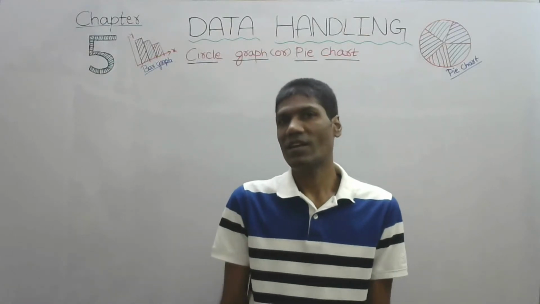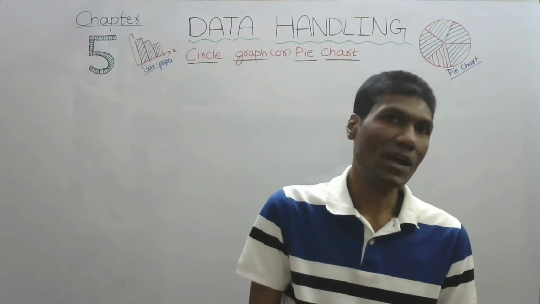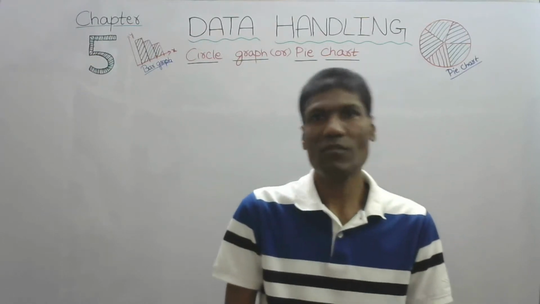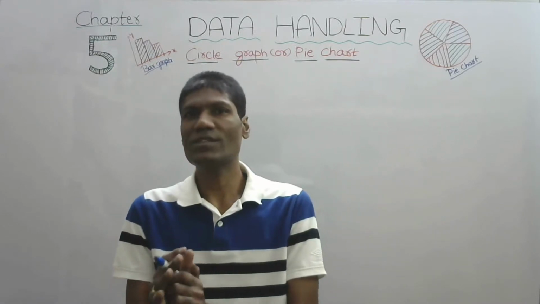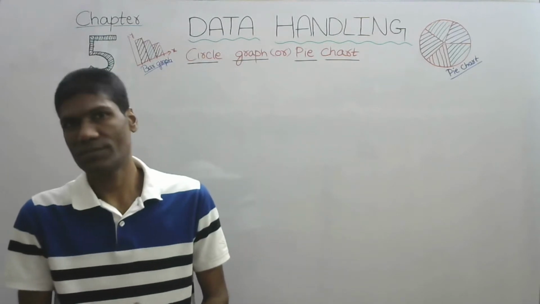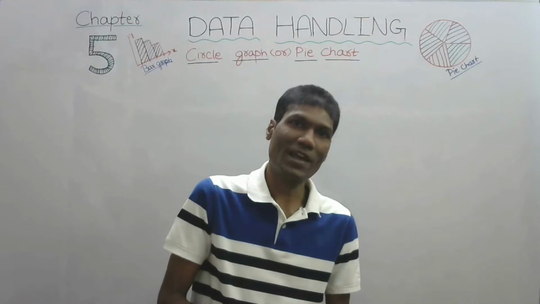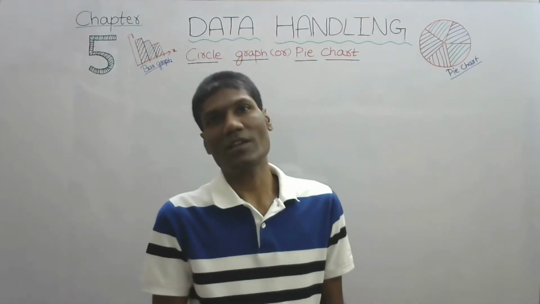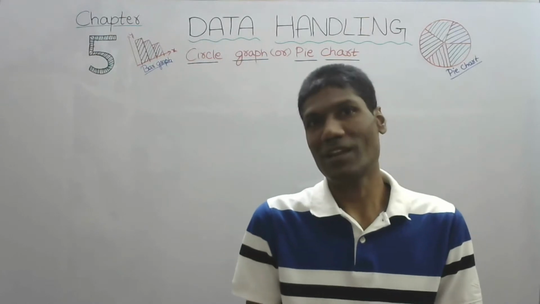We have seen different graphs like bar graphs, double bar graphs, and also histograms. Each one has its specific value and its own advantages. Now let us see a different type of graph called a circular graph. This graph will be in the shape of a circle.